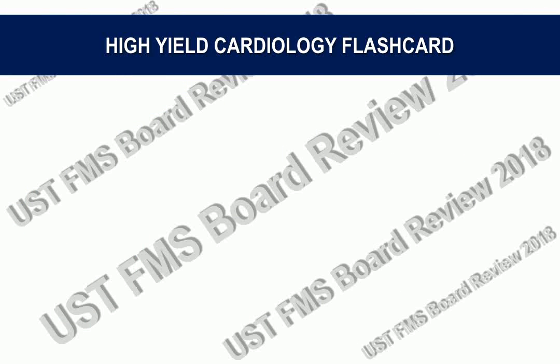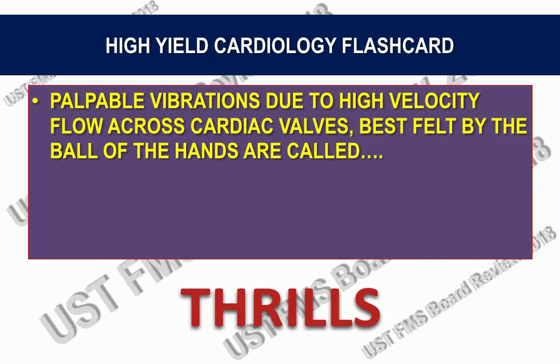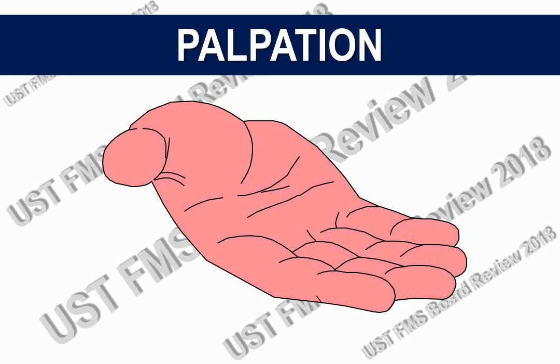Let's move over to a high-yield flashcard. Palpable vibrations due to high velocity flow across the cardiac valves, best felt by the ball of the hands, are called, this is easy, so vibrations that are palpable, felt by the ball of the hands, are known as thrills. Okay? Review the parts of your hands that you use for palpation.